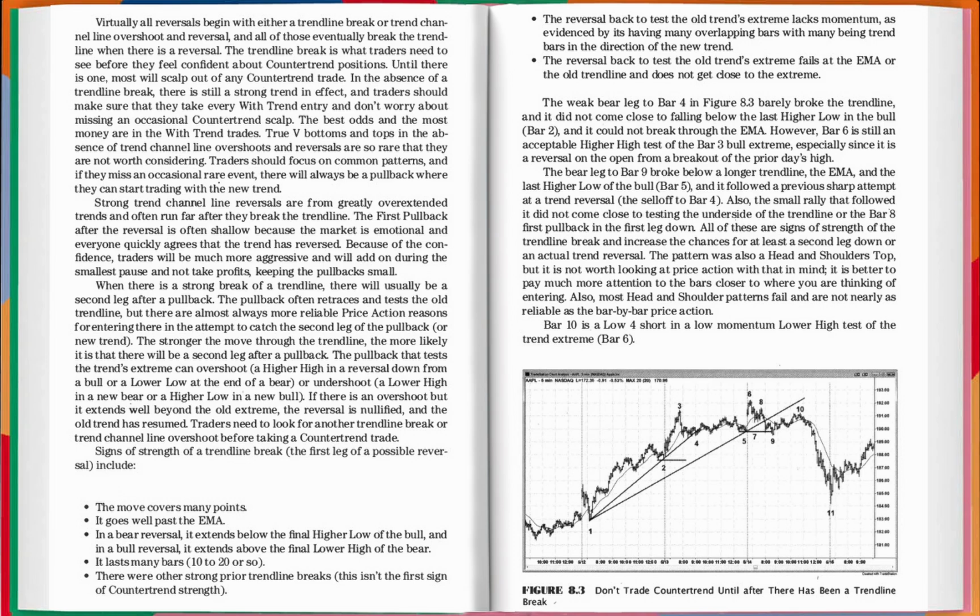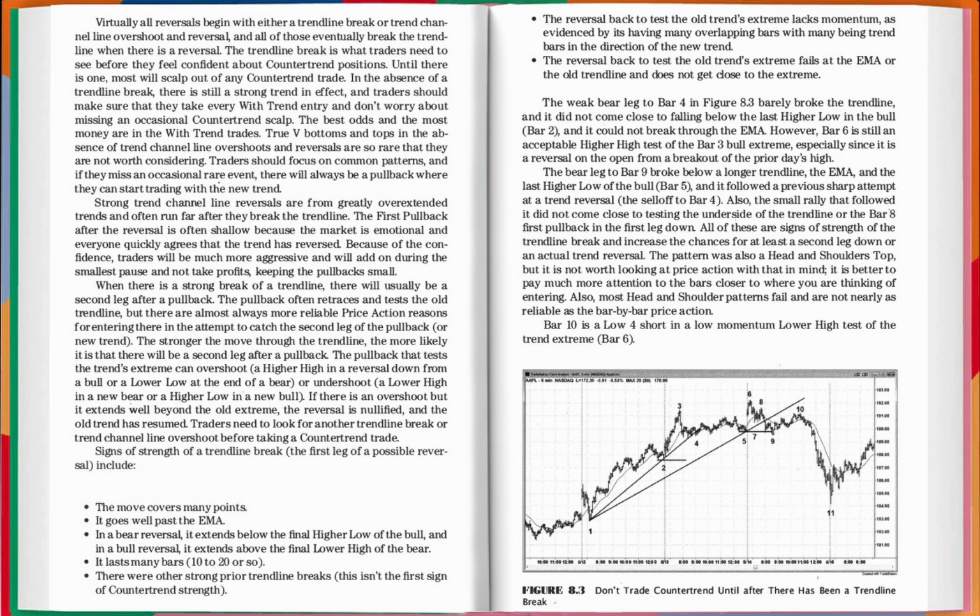Signs of strength of a trend line break: the first leg of a possible reversal includes the move covers many points. It goes well past the EMA. In a bear reversal, it extends below the final higher low of the bull, and in a bull reversal, it extends above the final lower high of the bear. It lasts many bars, 10 to 20 or so. There were other strong prior trendline breaks. This isn't the first sign of countertrend strength.